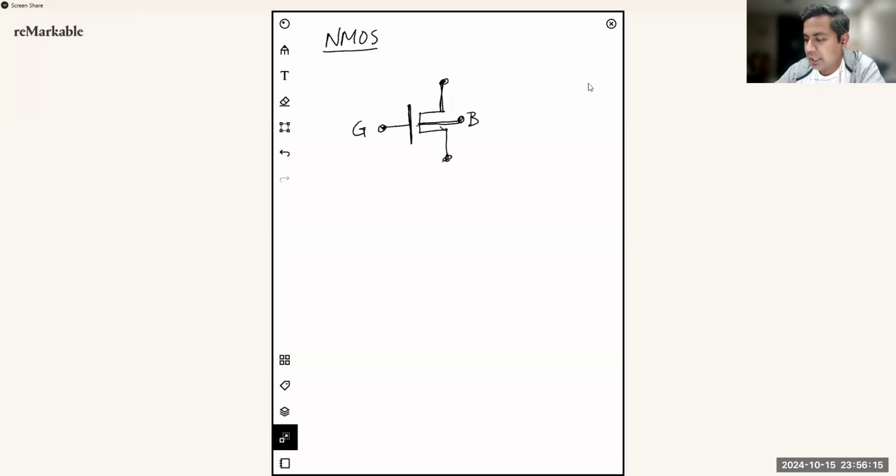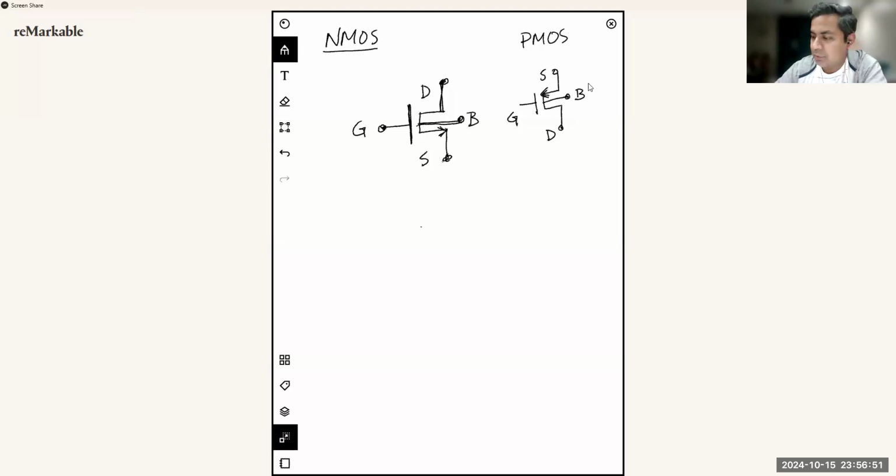For the NMOS, we are going to put this arrow over here. That means this is our source terminal and this is our drain terminal. And for the PMOS, I'm going to draw the circuit symbol. So you have your gate. This is your source. This is your drain. And this is your body. And again, the arrow signifies that that is my source terminal over here.